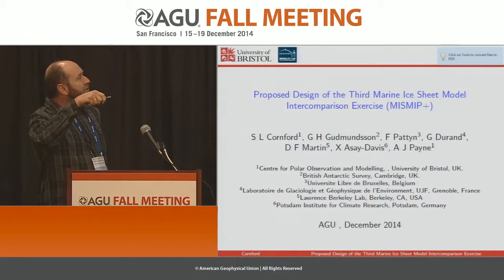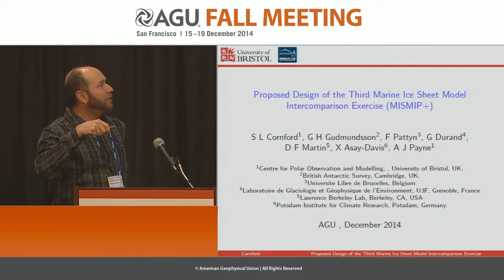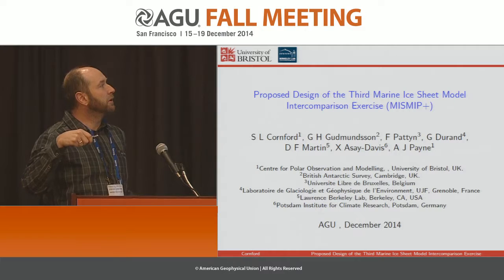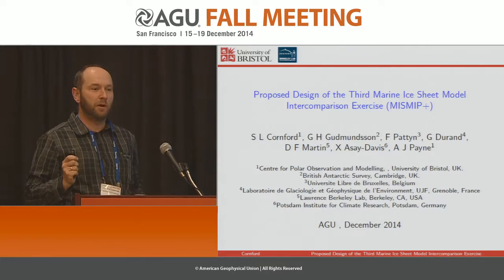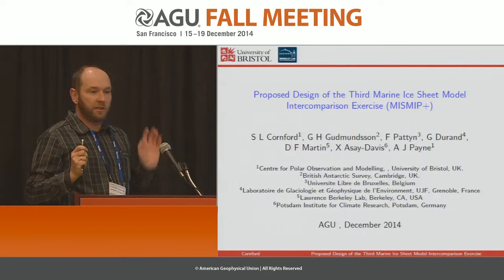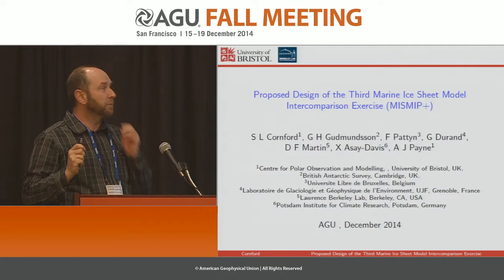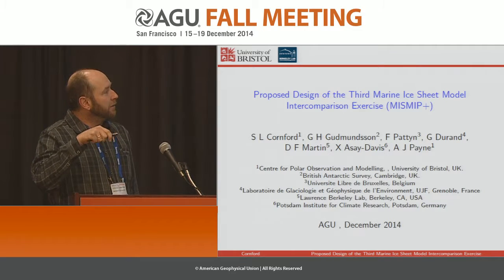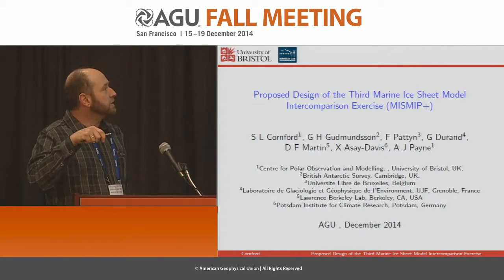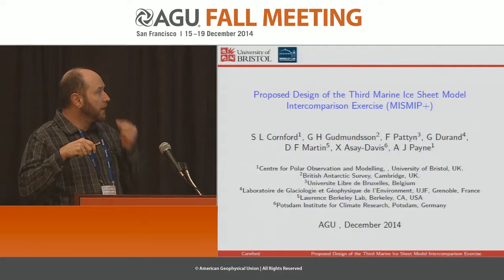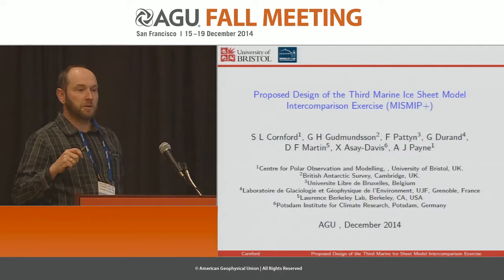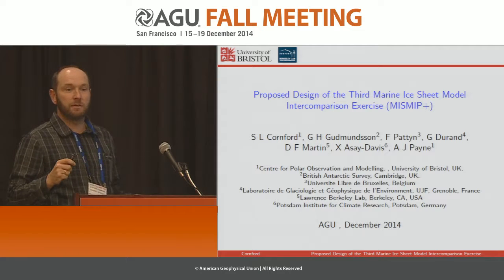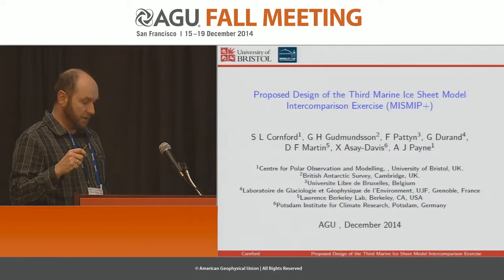Okay, so as the title suggests, this is the third of these marine ice sheet model comparison exercises, and the previous two have been run by Christian and Richard Highmarsh and by Frank Pattyn, and Hilmar and I have been volunteered to run the third. And like the previous two, the focus of it is on grounding line migration in marine terminated ice sheets.